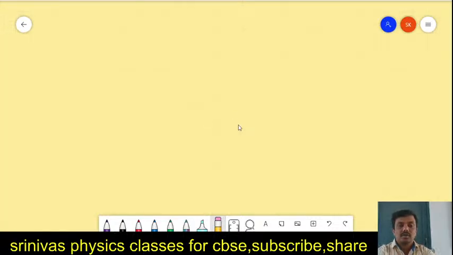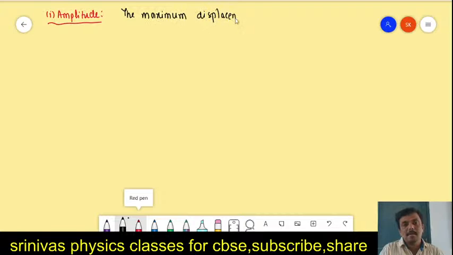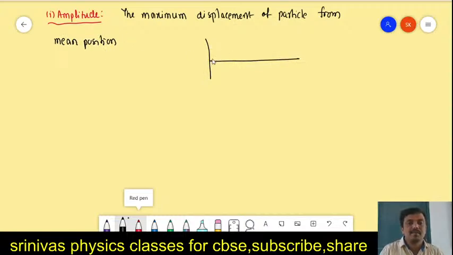Next I will give a few important definitions that we are learning in the progressive wave. The first one is the amplitude. What is amplitude and how do we define the amplitude of a wave? Amplitude is the maximum displacement of a particle from the mean position. You know very well about this one, right? Amplitude is denoted with A. If this is a wave, different particles have different displacements, but one of the particles has the highest displacement, and that is called the amplitude.